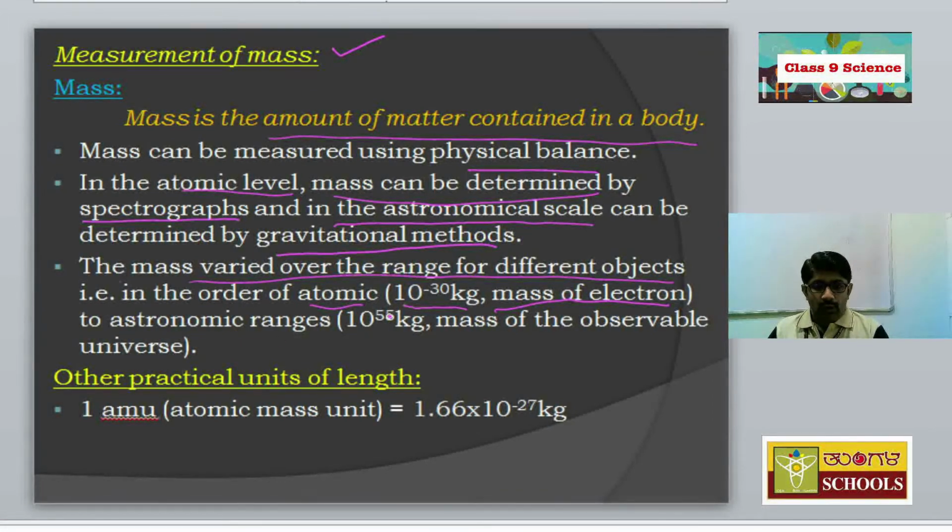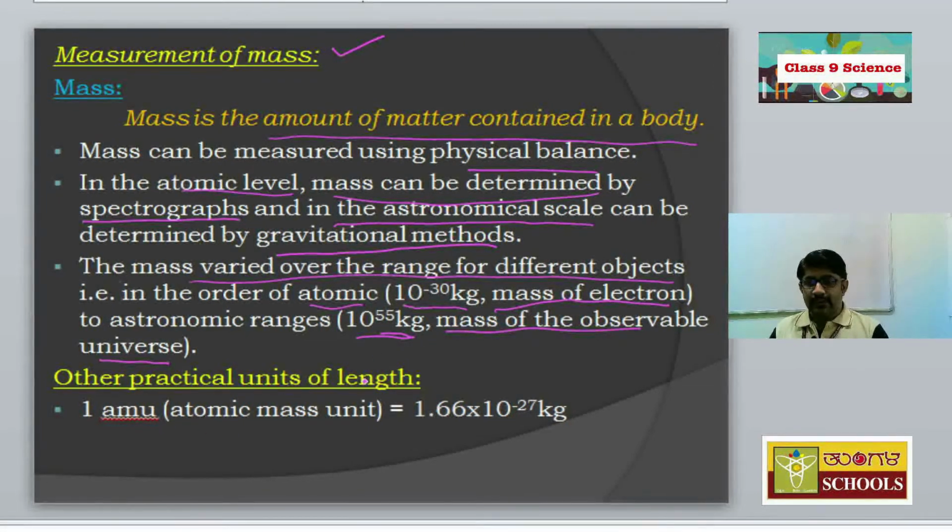That is the lower level. And on the astronomical standards, it is of the order of 10 to the power 55 kilogram. 10 to the power 55 kilogram is the mass of the observable universe.